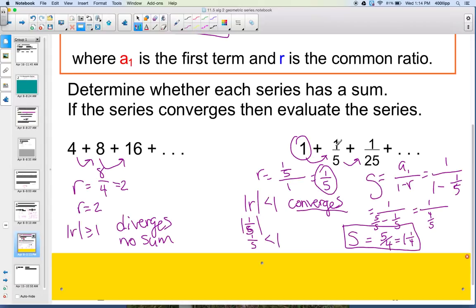If you keep adding more terms of this infinite series, infinite geometric series, it's going to keep getting closer and closer and closer to 1 1/4 or 1.25. And that's how you do geometric series.